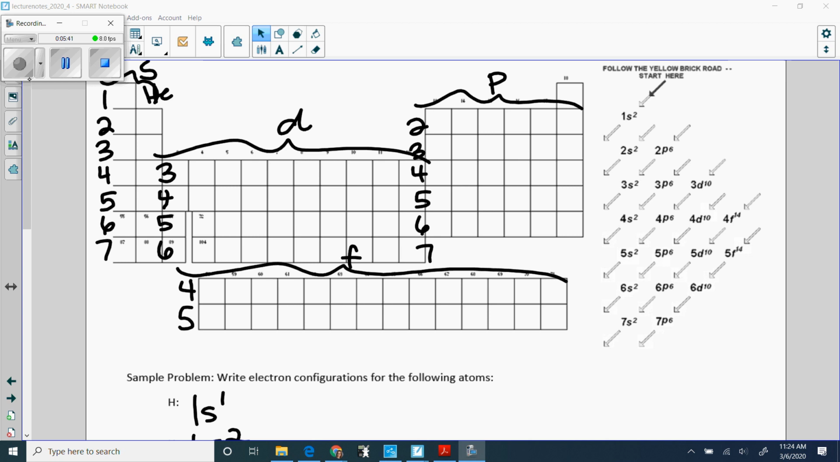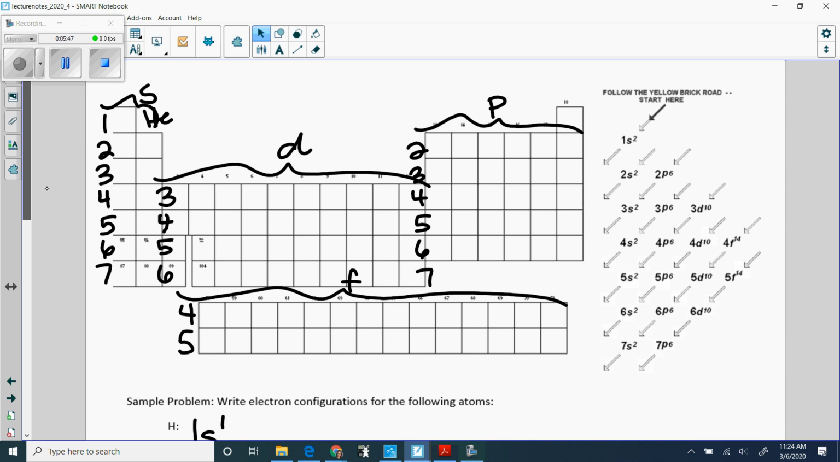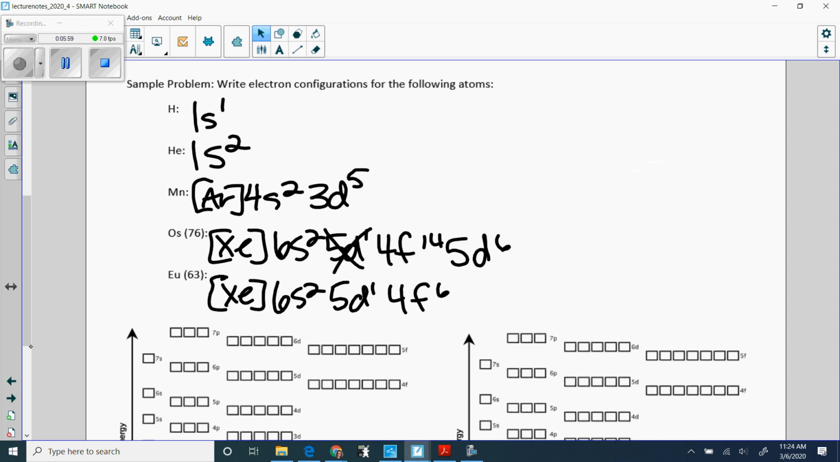But thankfully, it's very easy. It just makes a pattern on the periodic table. You do need to memorize this if you don't know it. Remember, the s orbital starts at 1, the p orbital starts at 2, the d orbital starts at 3, and the f orbital starts at 4. So the tricky part comes in right about here, right?